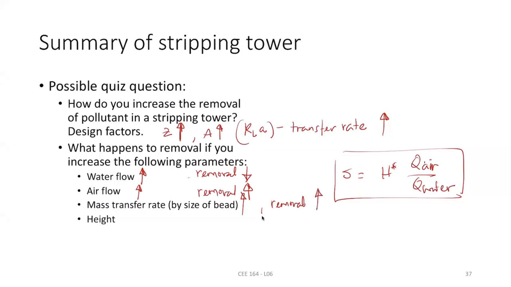Removal would increase, because again your goal is to make the pollutant move faster from water to air. The last one, height. If you increase the height, the removal would increase or decrease? We just discussed it just now. All right, so that's going to increase because the water percolates. You have more chance for the pollutants to get out of the water because there's a long time for it to be exposed to air. So these are the quiz questions.